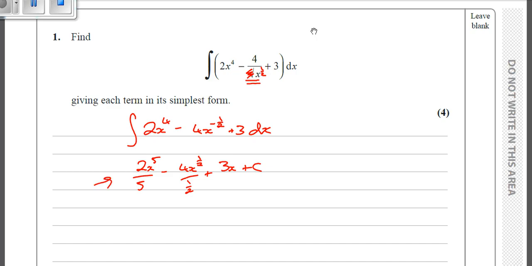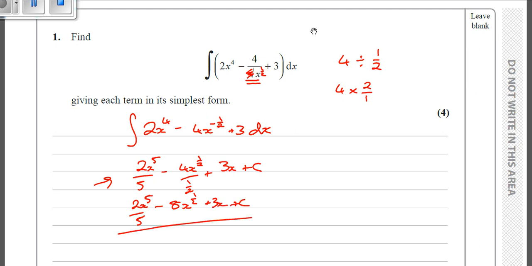The first one just stays as 2x to the power of 5 over 5. Now this one, you're dividing with a fraction. What I would always do is take the time: if I'm going to do 4 divided by 1/2, when you divide by a fraction, you kiss and flip. So 4 times 2 over 1, which is going to be 8. So that's minus 8x to the power of 1/2 plus 3x plus c. And that's enough to get you the 4 marks for the first question.